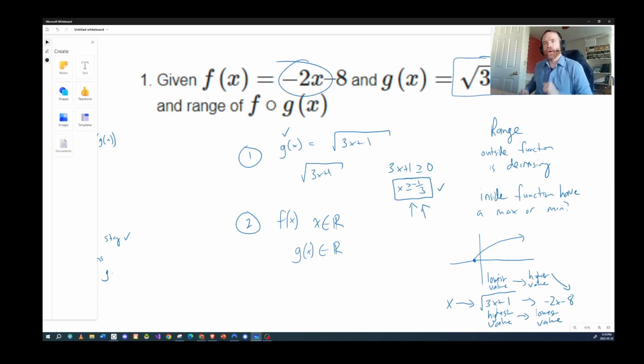The farther I go, the lower it gets. The lower I go, the higher it gets. So let's see if this makes sense. My root has a lowest possible value at negative 1/3, 0. That is the lowest value that my root function ever has. So this corresponding point must be the highest possible value on my other graph.